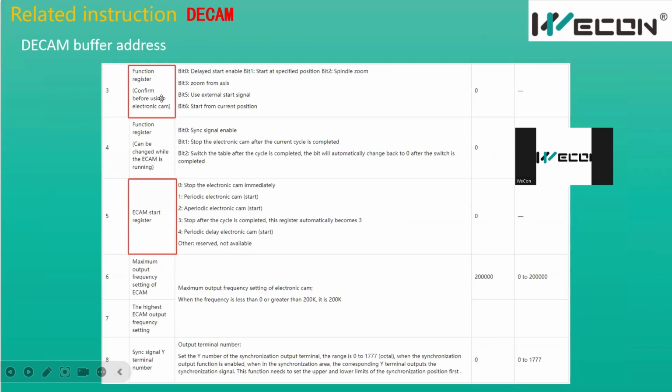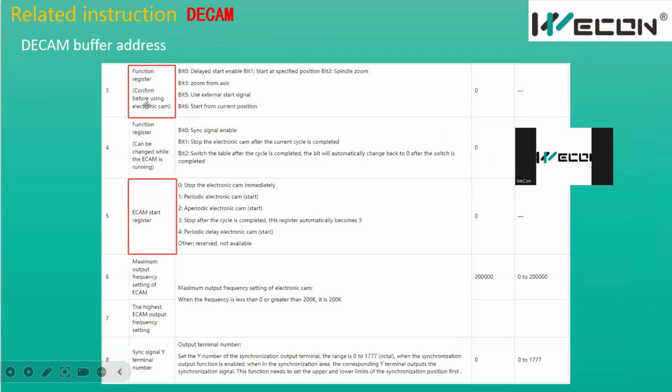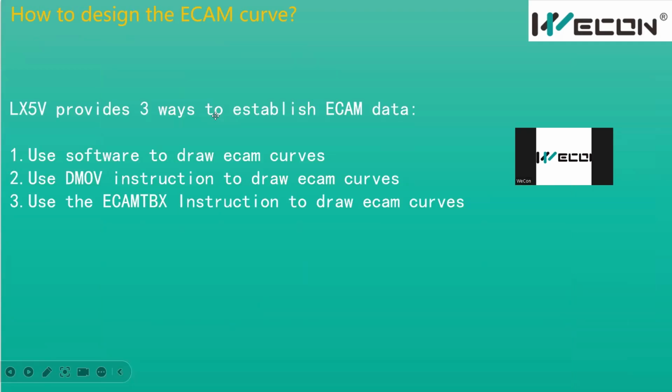So what's the address of this buffer address? It depends on the second parameter in the DCAM instruction. For example, if you use D1000 here, then we need to configure the function register in D1003, and we need to configure the ECAM start register in D1005. So that's why I said this register is just the start address of this DCAM table.